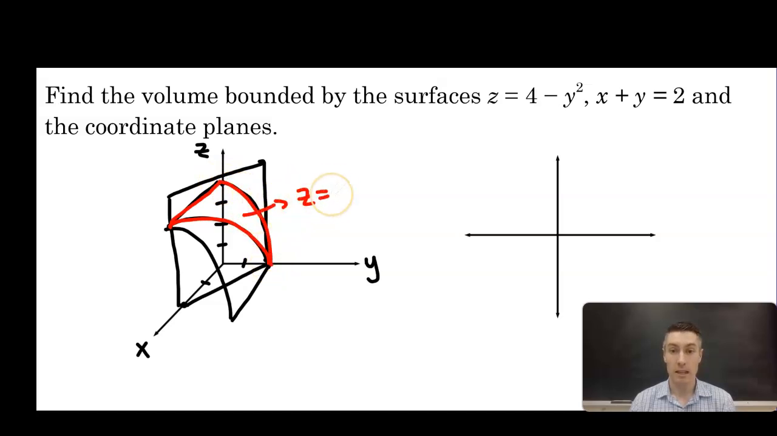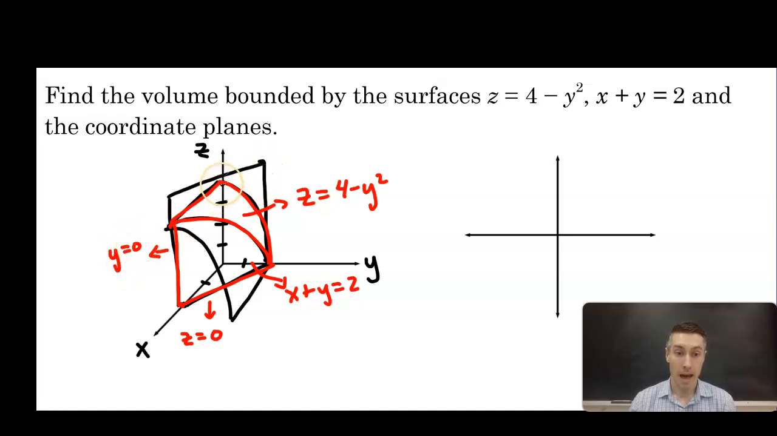Up top, there's our parabolic cylinder, that's z equals 4 minus y squared. In the front here, that's the plane, so that's x plus y equals 2. At the bottom, we have z equals 0. On the left, we have y equals 0. And then at the back, so if I draw this along the axes, and then along the back, we have z equals 0. Just to get a sense of where all the planes are and how they're going to be helpful for setting up our bounds of integration.